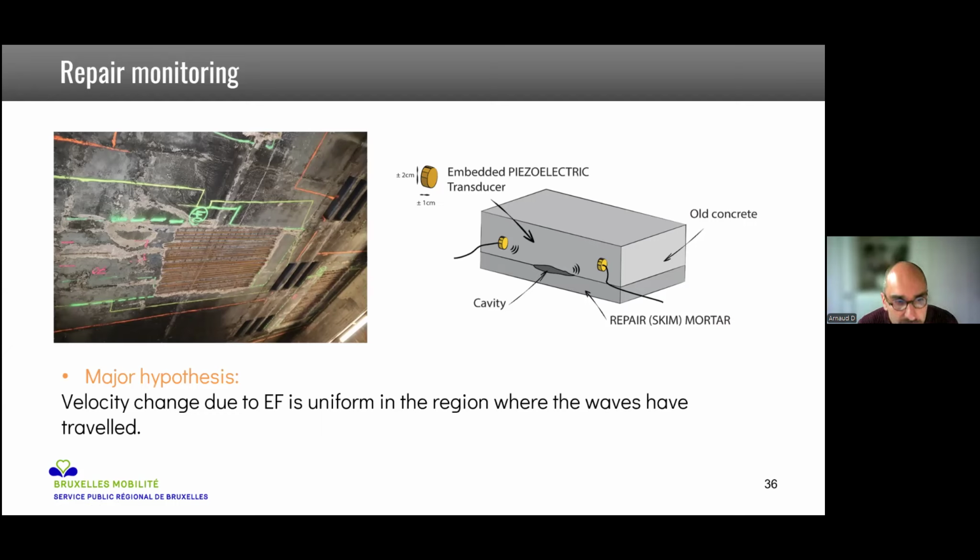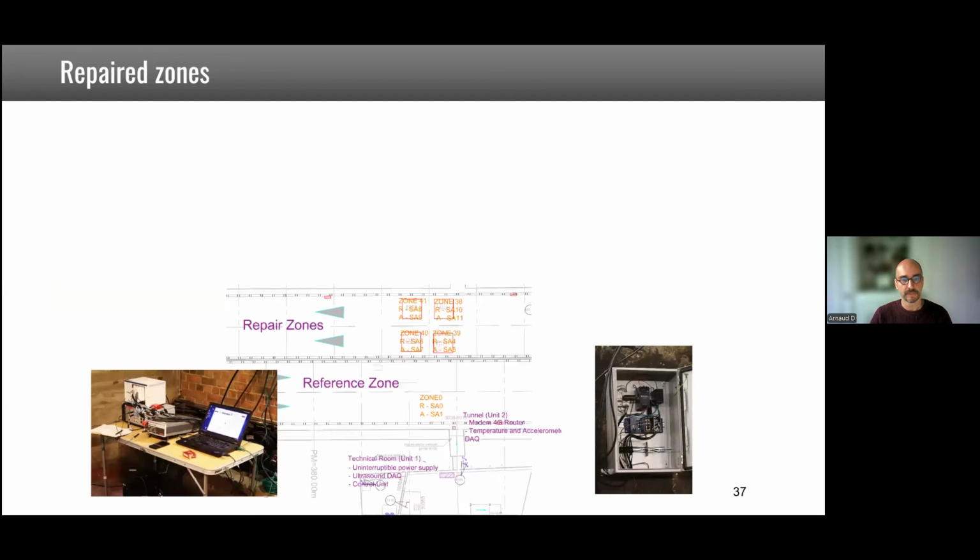Of course, we wanted to also compensate for environmental effects. And for that, we have to assume that the velocity change due to this environmental factor is uniform in the region where the wave has traveled. I have shown you from the beginning that this is the main hypothesis that we make. This is our physical understanding. This is our core driver.